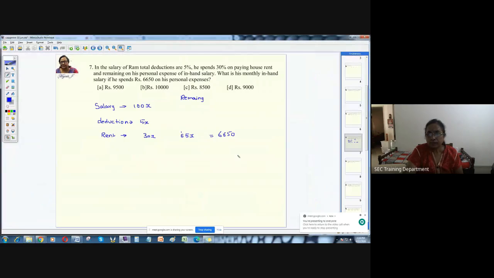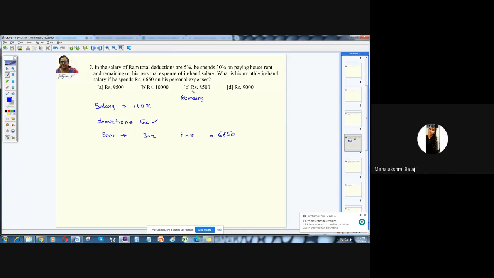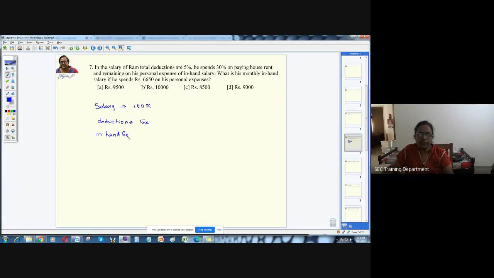Read it one by one. What is given is that the deduction is 5%, so this is correct. There is nothing wrong in this. After that, what is mentioned here? 30% on paying house rent and the remaining on his personal expense of in-hand salary. So from that 95 percent, he's using 30 percent for rent. The in-hand salary is 95% of 100x, what's left after the deduction, so in-hand salary is 95x. Now you have to work with this 95x. It's not 100x.